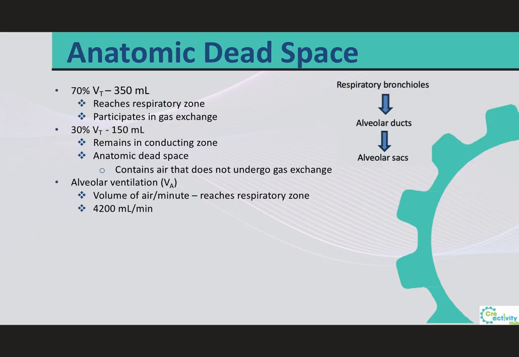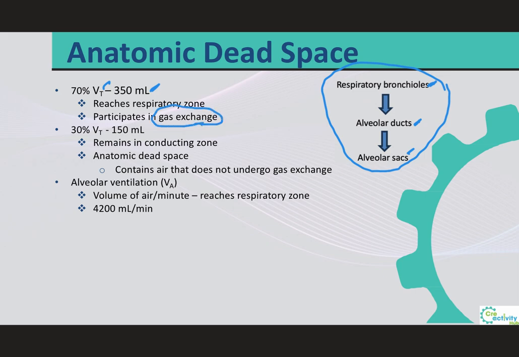In a typical adult, about 70% of the tidal volume, which is about 350 mLs, actually reaches the respiratory zone of the respiratory system, which are the respiratory bronchioles, the alveolar ducts, and the alveolar sacs, which are represented here. And in this respiratory zone is where we will have the gas exchange.